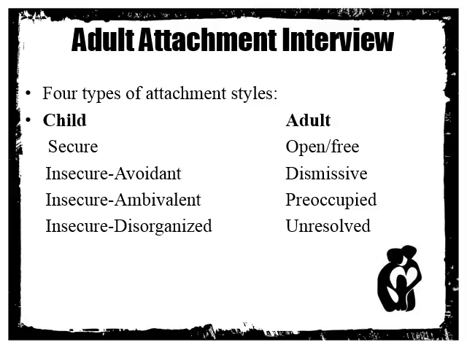And insecure disorganized is when the parent leaves the room and the child is so traumatized by the idea of the parent leaving the room that they just stare into space, they may dissociate, for example. So those are the four types of attachment styles in children, and in adults you see open free correlating with secure, dismissive correlating with avoidant, preoccupied correlating with ambivalent, and unresolved correlating with disorganized. So let's look at what each of those attachment styles are in adulthood.